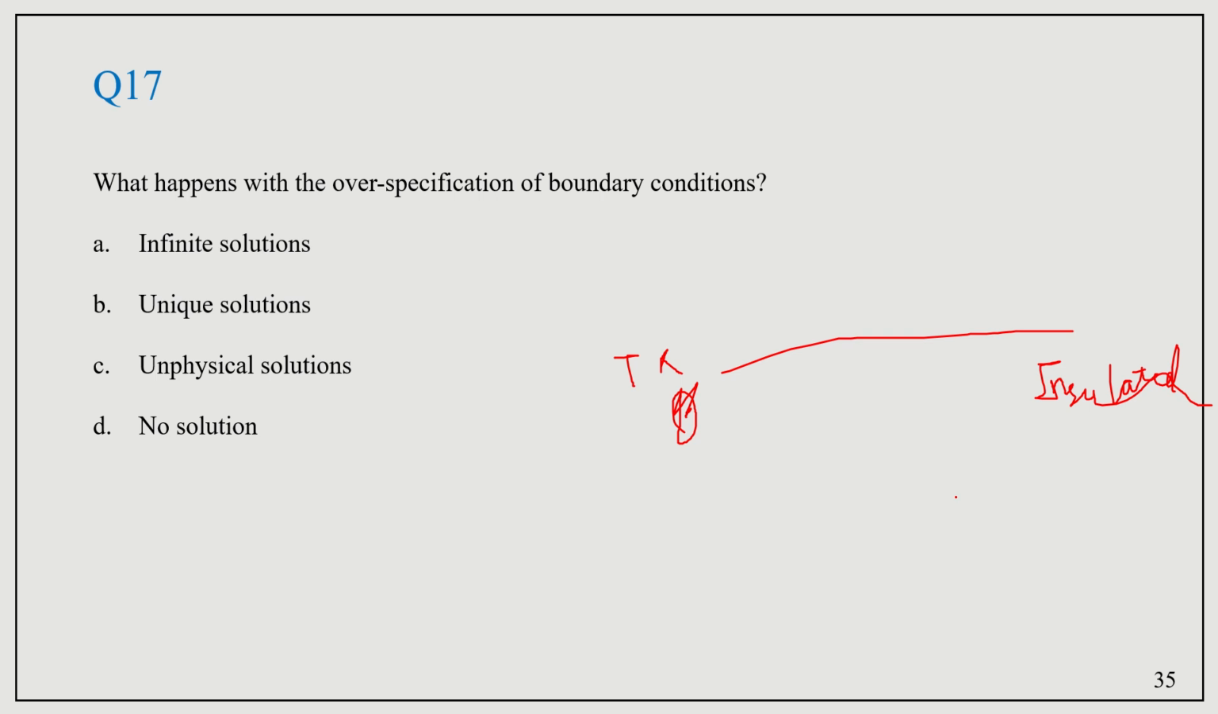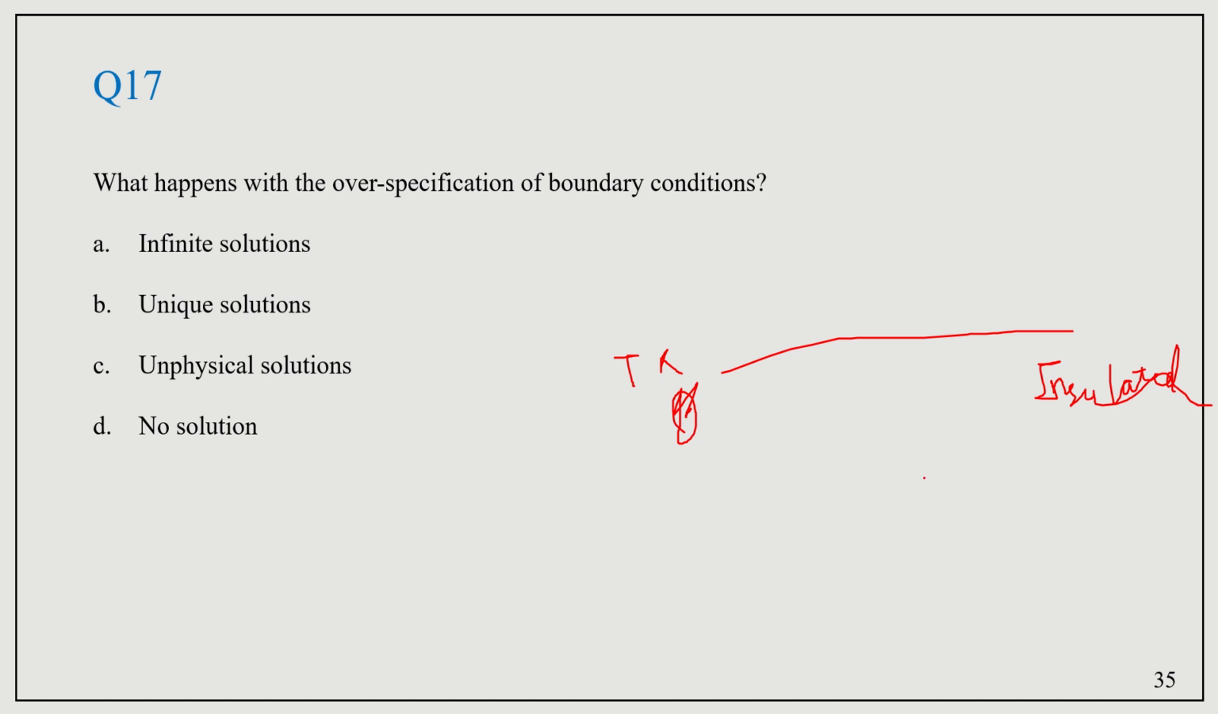But if you are defining your case and it is going ahead with that, it will for sure lead to unphysical solutions. It will not give proper solutions. You can imagine now, right? We cannot give more boundary conditions than is required.